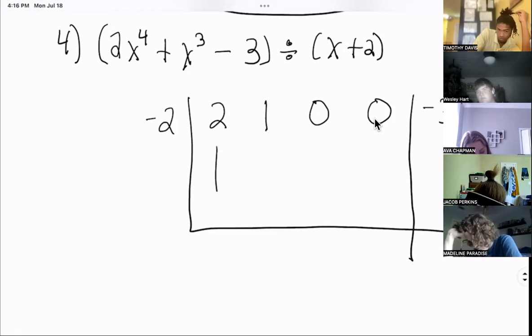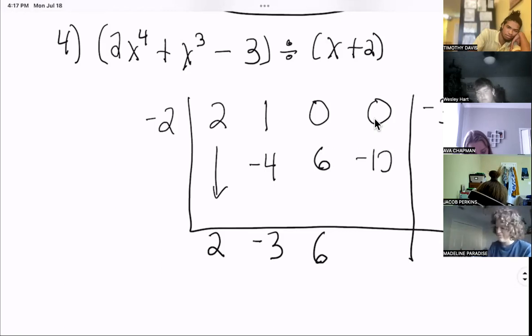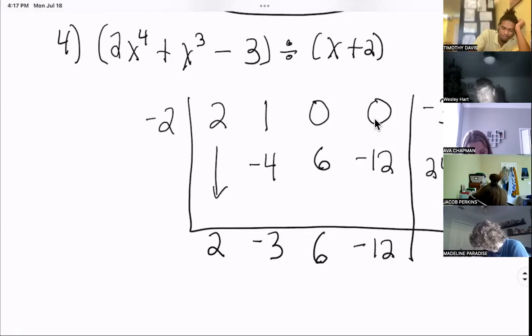How do I start? I bring down my 2. And then we're going to multiply. 2 times negative 2 is negative 4. I add down, I get negative 3. Negative 3 times negative 2 is 6. I add down, I get 6. 6 times negative 2 is negative 12. I add down, I get negative 12. And my last one, negative 12 times negative 2 is 24. And I add down and I get 21, which is going to be my remainder.